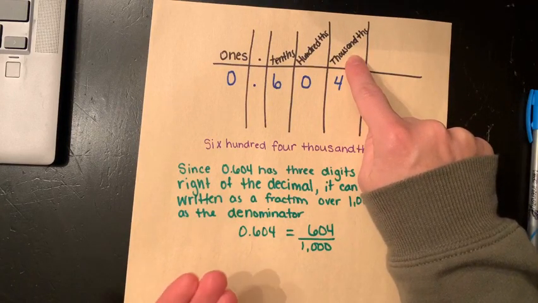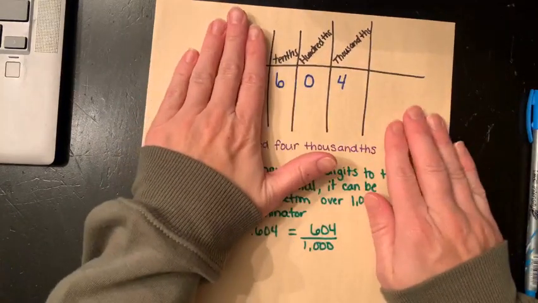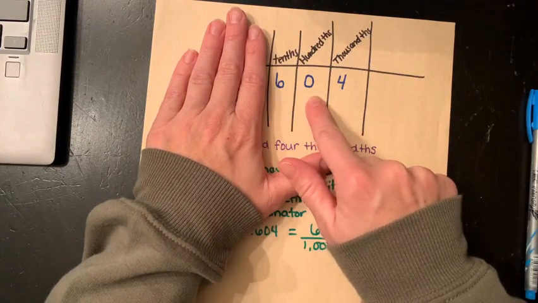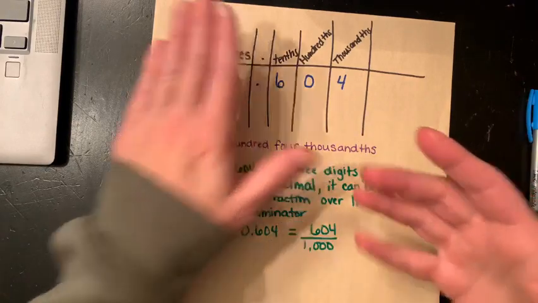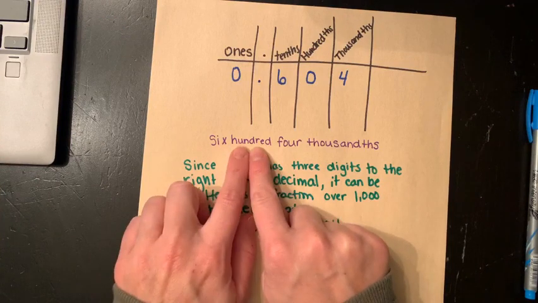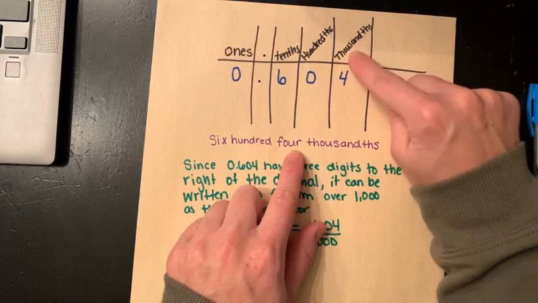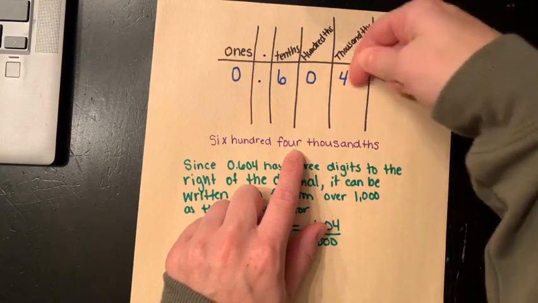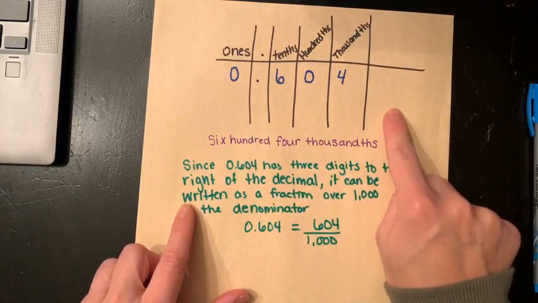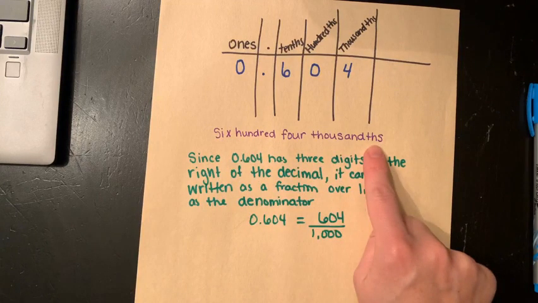Now, when I thought about turning this into word form, I thought to myself, if this were a whole number, it would be 600 and 4. So I knew that I had to say 600, and then I say the 4, but I have to make sure that I say the thousandths because this last digit falls in the thousandths place value. So in a place value chart, it would look like this. Word form, I would say 604 thousandths.